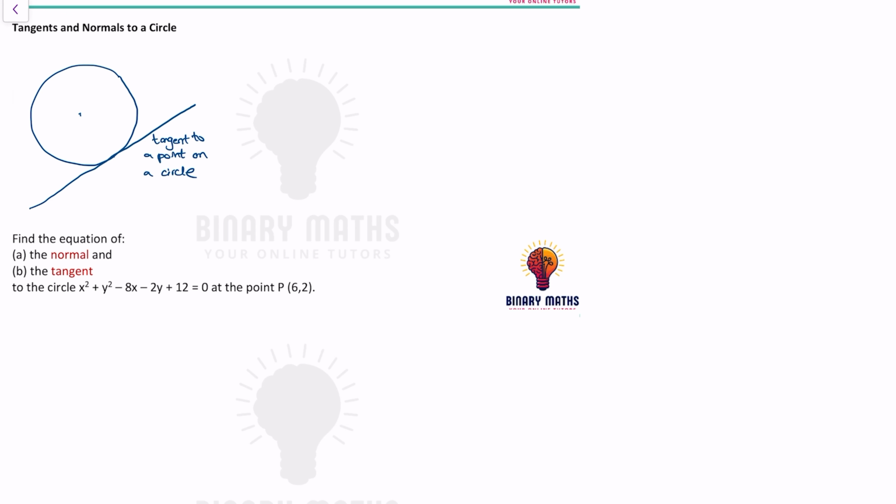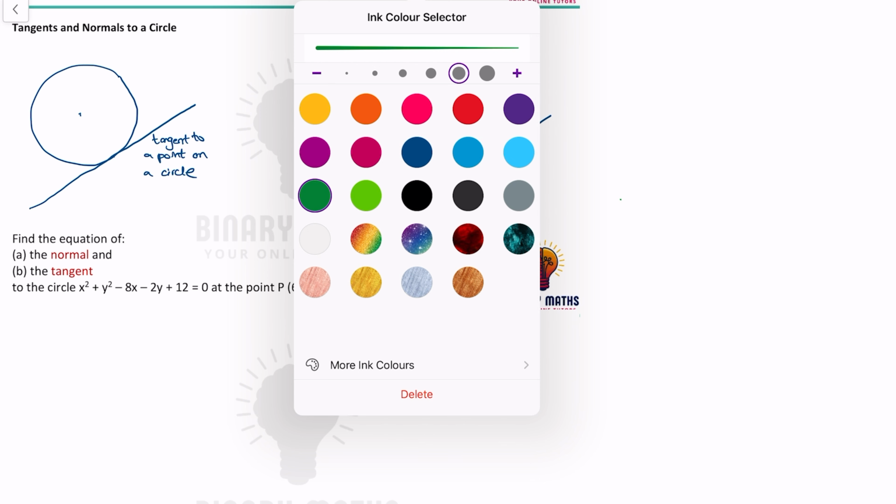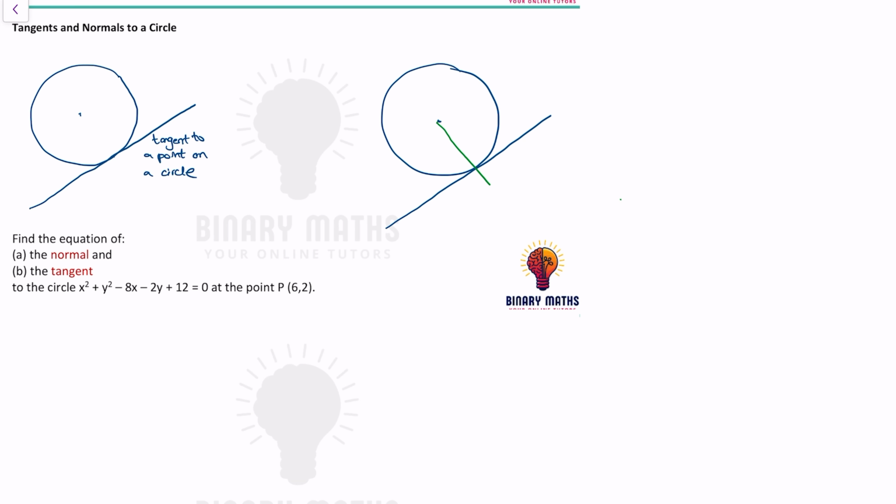Okay, now a normal is perpendicular to a tangent. So that means if this is a tangent, and then let's change color, then the normal would be here. So it meets the tangent at 90 degrees. So this is a normal to a point on a circle. So the normal is perpendicular to the tangent. And because it's perpendicular, it means it will be the radius, which means it will go through the center as well. So that's quite important.